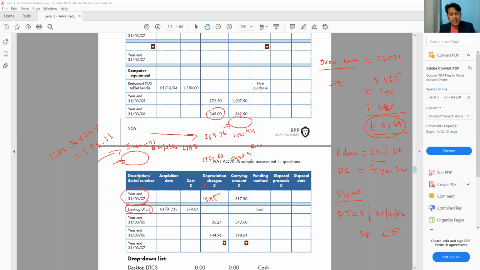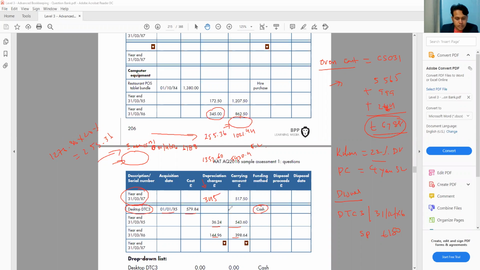All right. Then the next thing we have here, desktop DTC3. This is the computer we have basically sold. This is the computer we have disposed of. So let's have a look at that. We bought it through cash. So we have the acquisition date and the cost. This is my depreciation, that's my carrying value.